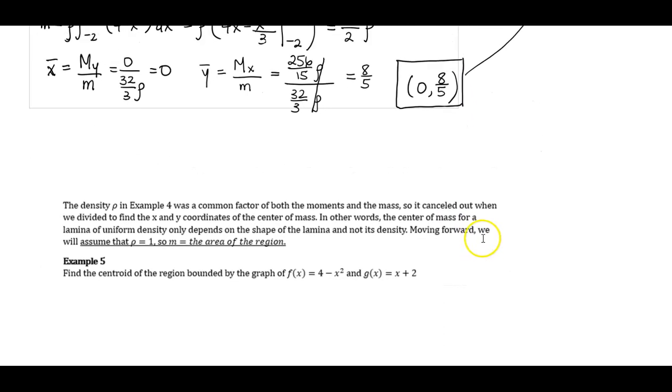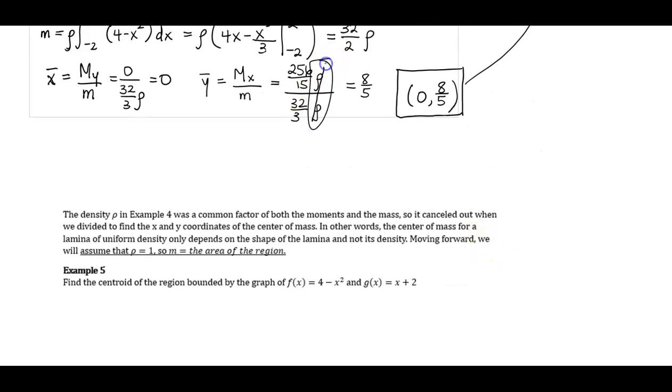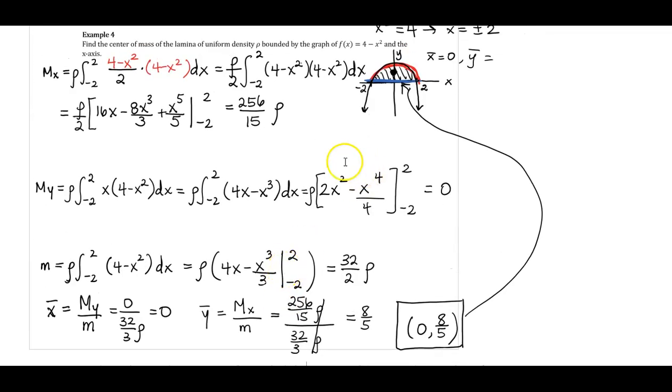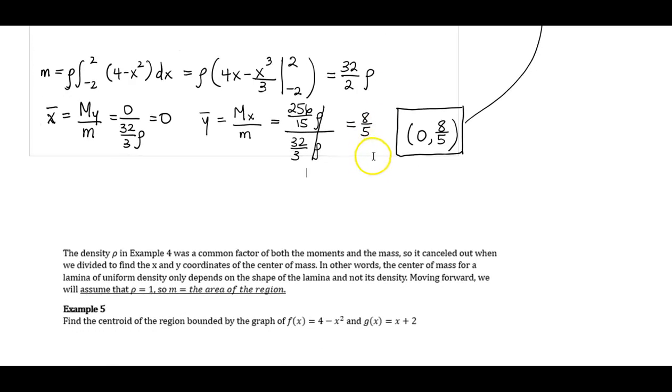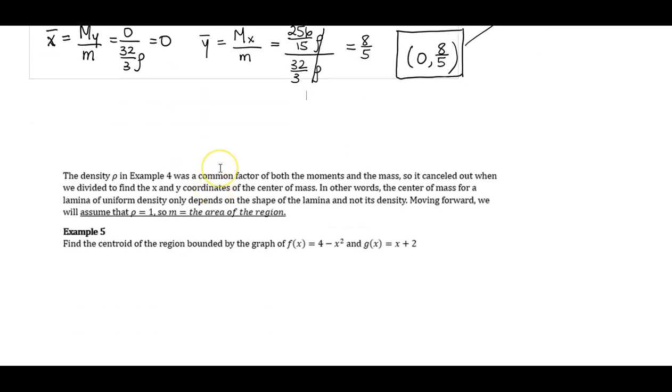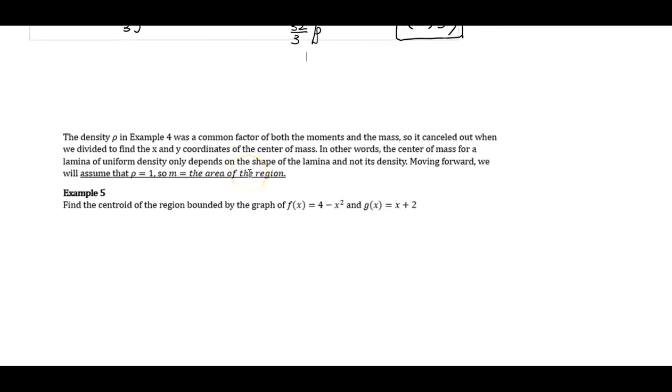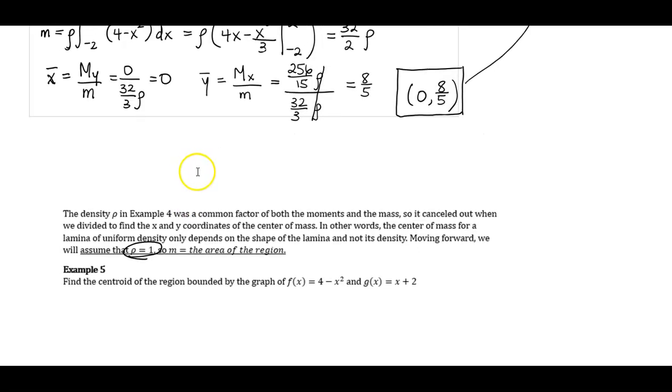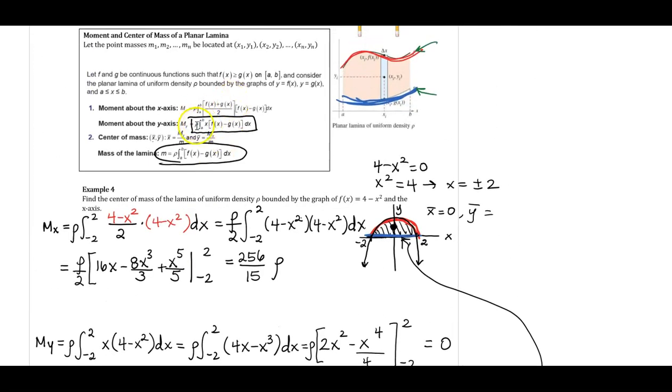So you'll notice that these densities here canceled out. And that's always going to happen in these formulas. So what it turns out to be is that the density does not affect the center of mass. It only depends on the shape of the region, it only depends on what the function f and what the function g were, as long as the mass is uniform. And we will always be assuming a uniform mass in our regions. So since density does not matter, we will assume that rho is equal to 1. So I'm not going to be writing rho in these formulas anymore.